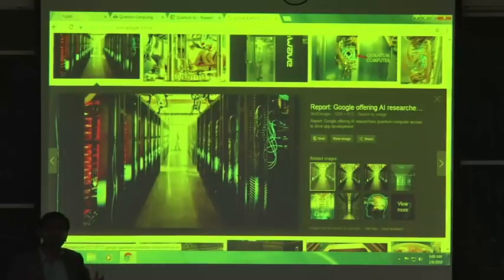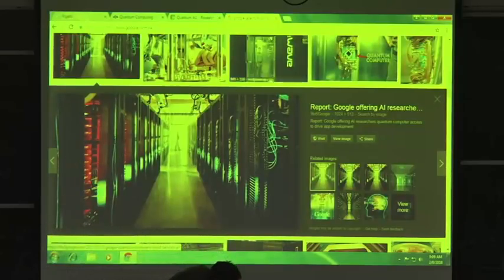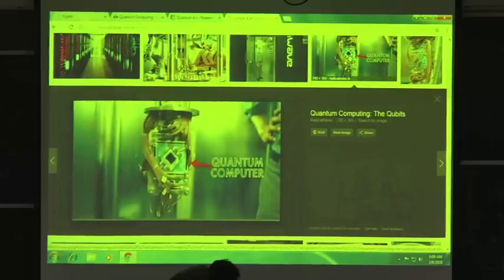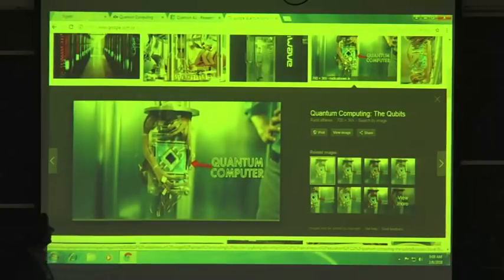So there are certain tasks which are computationally intensive, which certain classical computers cannot even attempt to solve within a reasonable time frame. So this is what a classical computer might look like. However, even though there are different variants of quantum computers, this is what a quantum computer might look like.